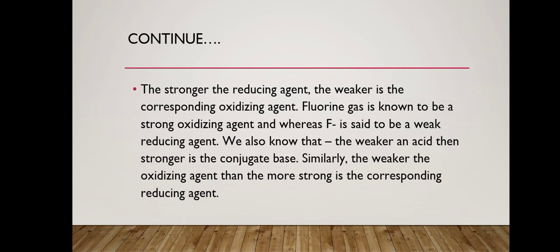The stronger the reducing agent, the weaker is the corresponding oxidizing agent. Fluorine gas is known to be a strong oxidizing agent, whereas F negative is said to be a weak reducing agent. We also know that the weaker the acid, the stronger is the conjugate base. Similarly, the weaker the oxidizing agent, the stronger is the corresponding reducing agent.